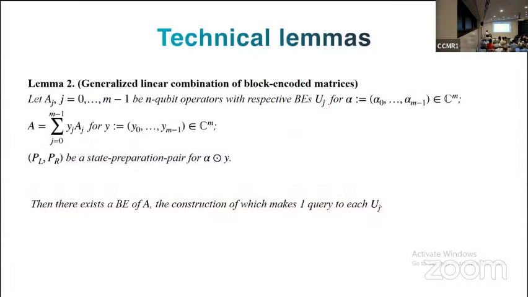Lemma 2 is a slight generalization of the previous result in the original QSVT paper. The previous result only allows the same subnormalization factor alpha for all observables A_j, but our lemma allows different alpha for the A_j. So in this lemma, we have the state preparation pair, and then we can construct the block encoding of the linear combination operator A, making one query to each block encoding U_j.